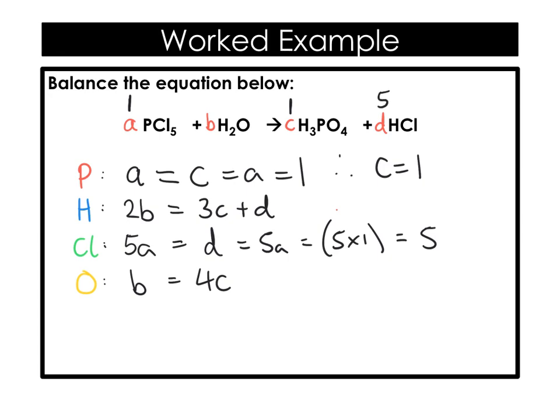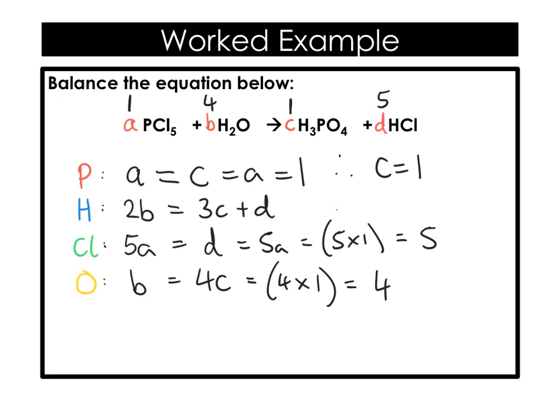Finally, I can work out B in 2 ways. Either I can substitute in my C and D, which I've just worked out, into this equation, and then rearrange to find B. But actually, this last one's probably easier, because it's just B equals 4C. So B equals 4 times 1, because we just worked out C equals 1, which equals 4, so B must equal 4.